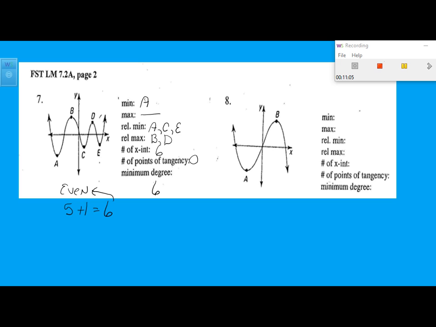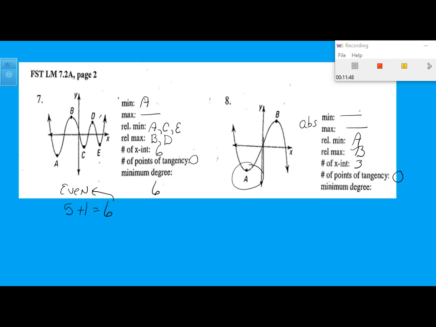If we peek at your number 8 real fast, once again, absolute maximums or minimums: it goes up forever, goes down forever, so there can't be an absolute max or min. Now we're going to see if there's a relative minimum. Looks like a relative minimum right there at point A, a relative maximum then at point B. Number of x-intercepts looks like there's 3 of them. Points of tangency, none.